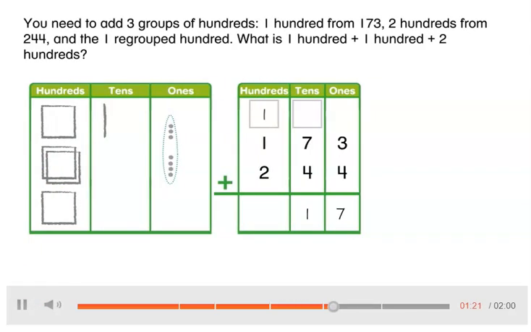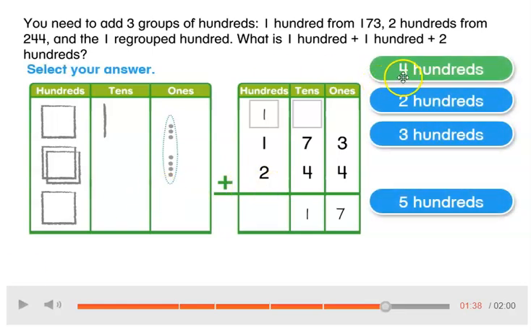You need to add 3 groups of hundreds. 100 from 173, 200s from 244, and the 1 regrouped hundred. What is 100 plus 100 plus 200s?